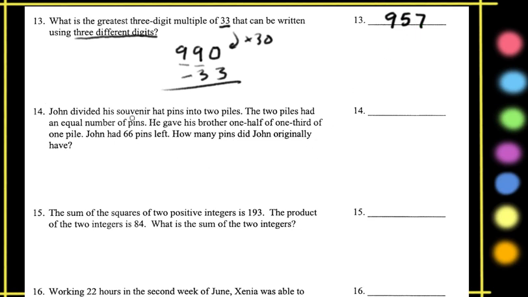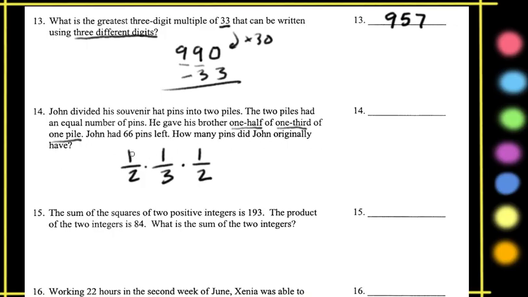Okay, John divided his souvenir hat pins into 2 piles. The 2 piles had an equal number of pins. He gave his brother a half of a third of 1 pile. So that's a half of a third of, which means multiply, of 1 pile. And 1 pile was already only a half of his pins because they were evenly divided. So it's a half of a third of a half of all his pins. And it says John had 66 pins left. How many pins did John originally have?